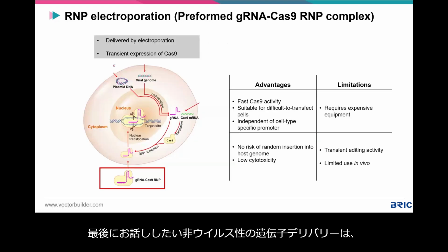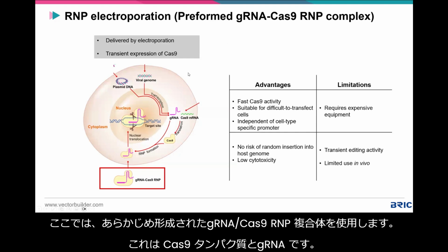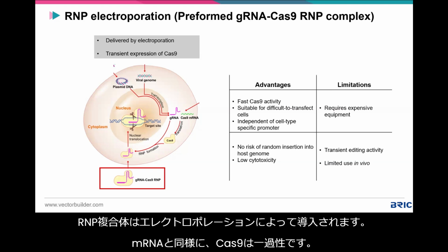And the last method I want to talk to you about for a non-viral delivery is RNP electroporation, which is a ribonucleoprotein electroporation. So here we use a preformed guide RNA Cas9 RNP complex. So this is a Cas9 protein and the guide RNA. This is delivered by electroporation. And similar to the mRNA, the expression of Cas9 here is transient.